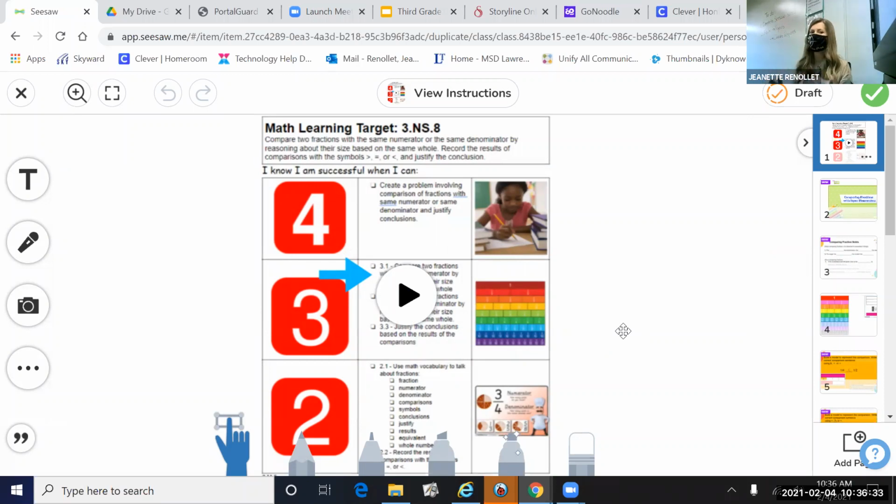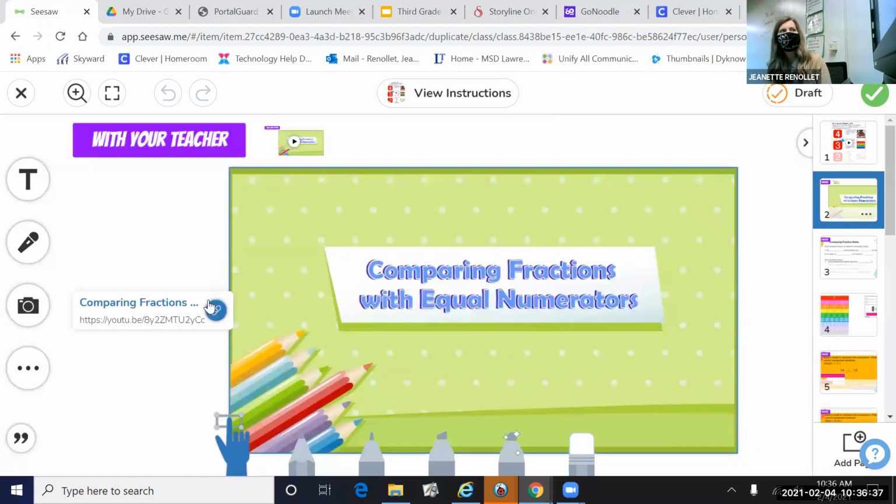Here's how we're going to do this. Let's start with a video about what this looks like when we compare fractions with the same numerator, but our denominator is different. Let's check it out together.